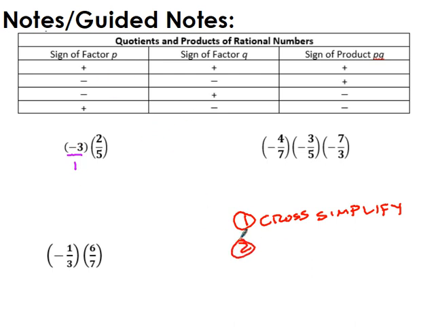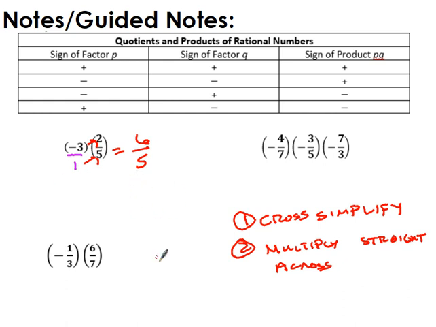Step two, multiply straight across. Or to be more specific, you could say multiply the numerators, multiply the denominators. I say straight across because I multiply the top, multiply the bottom. 3 times 2 is 6. 1 times 5 is 5. And I'm done. Because I couldn't cross simplify, I'm not going to be able to simplify at the very end.